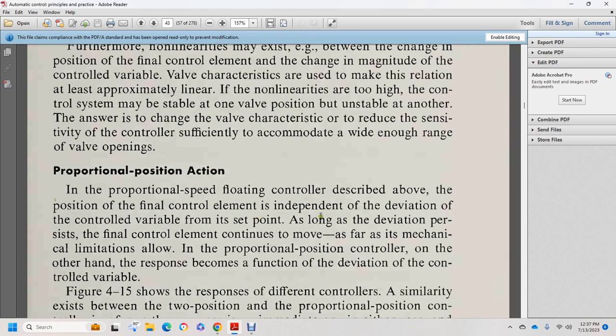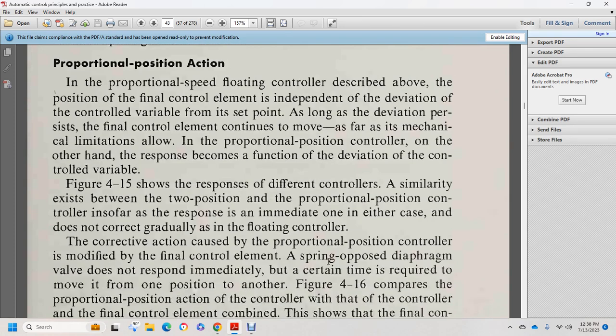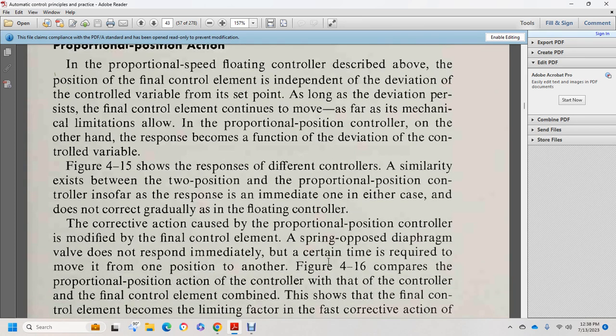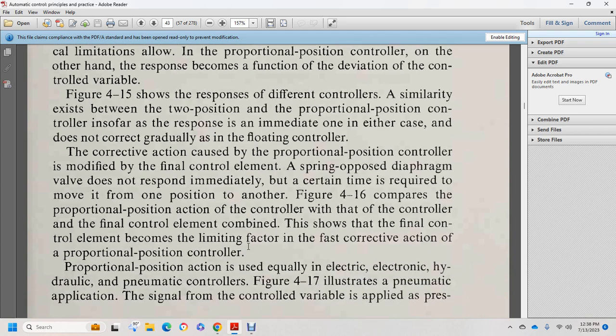deviation of the control variable from the set point. For a persistent deviation, the final control element continues to move as far as the mechanical limitations allow. In a proportional position controller, on the other hand, the response becomes a function of the deviation of the control variable. Figure 4.15 shows the response with different controllers, and the similarity between the two. With the proportional position controller the response is immediate, while in the other case it is a correctly graduated floating controller.